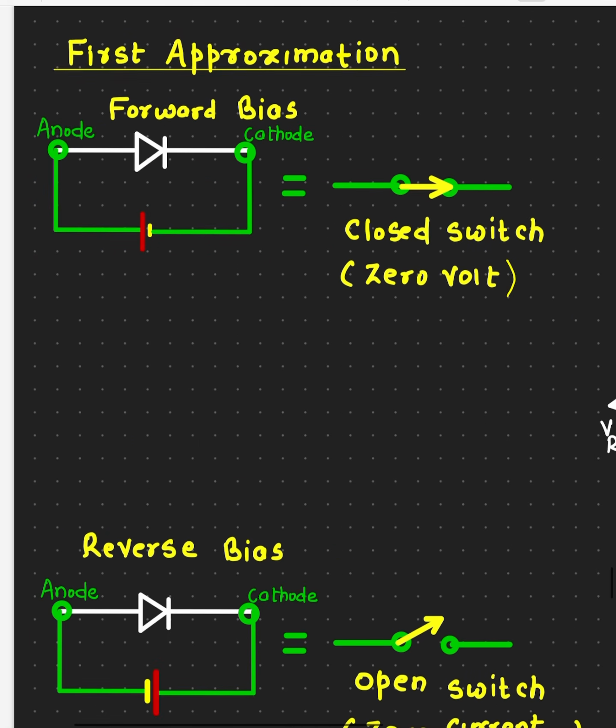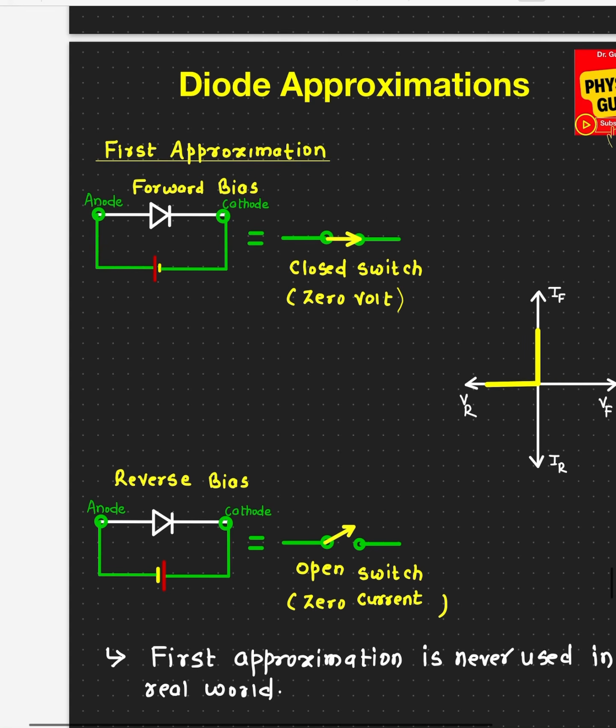When you have a diode, this terminal is called the anode, and this terminal, which is represented by the bar, is called the cathode. When the anode is connected to the positive terminal and the cathode is connected to the negative terminal of the battery, we call that a forward bias. In the forward bias, the diode behaves as a closed switch. That means it has zero resistance. It behaves as a perfect conducting material.